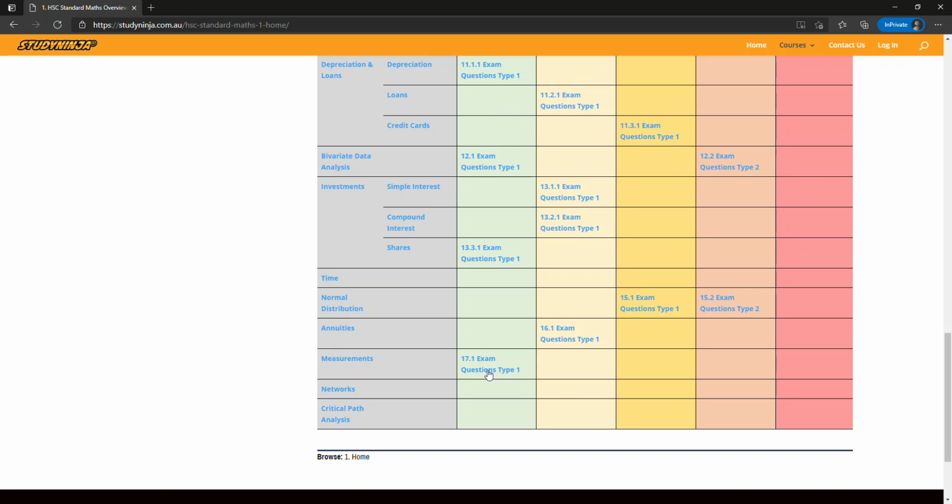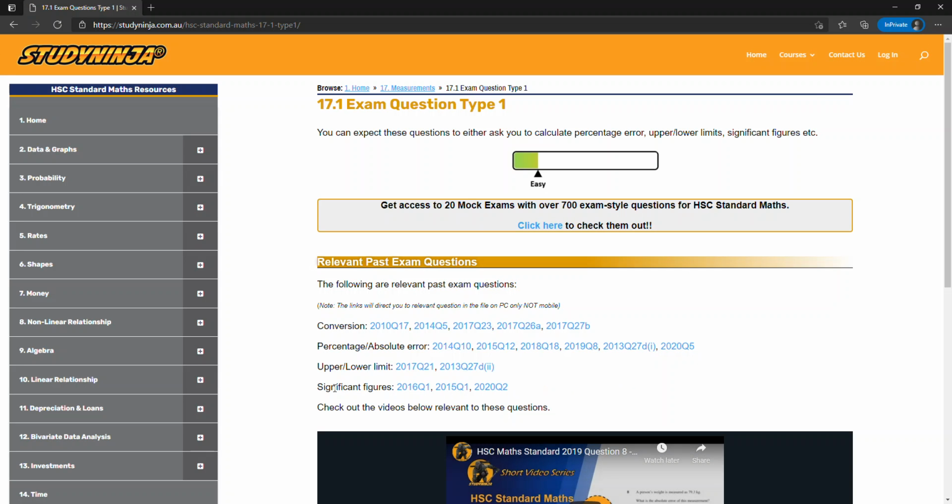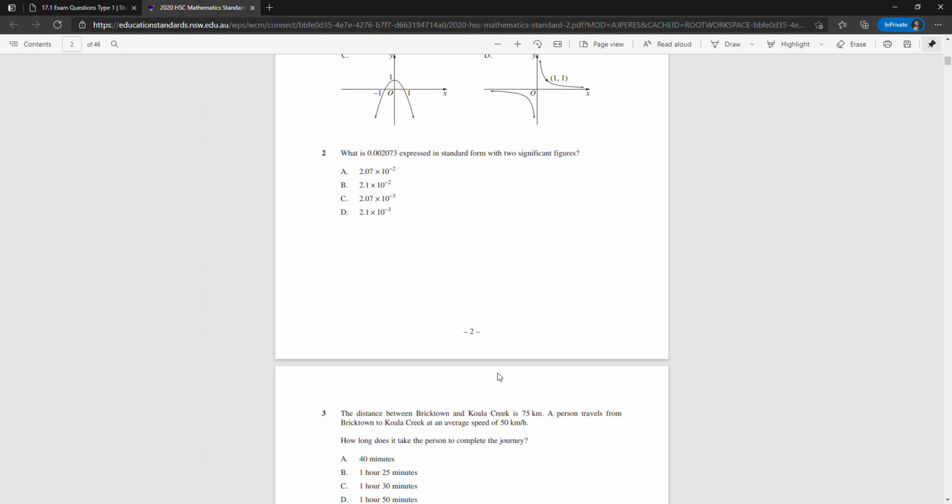So from our study matrix we open 17.1, and this one was about significant figures. So open question number 2. Now what this question is asking is to represent these numbers in standard form using two significant figures.